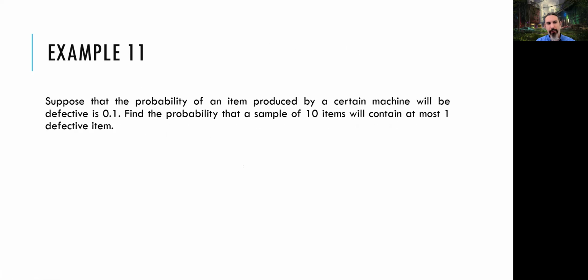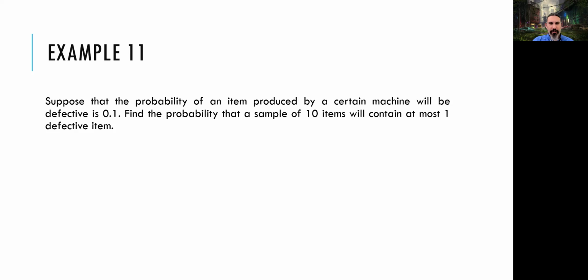For example, suppose that the probability of an item produced by a certain machine will be defective is 0.1. Find the probability that a sample of 10 items will contain at most one defective item. Now, this can be done with binomial random variable. The numbers aren't that large, so we're going to use that one first. But still, for binomial random variable, we are looking for at most one defective item. So I have to find 0 and 1, two different calculations. 0 defective items plus 1 defective item.